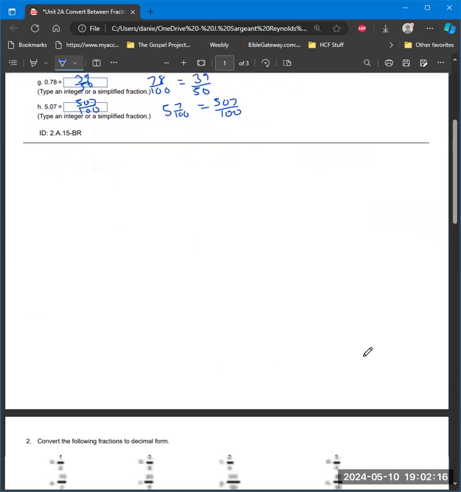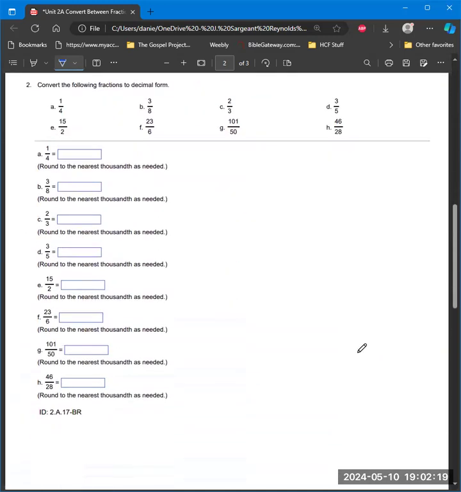All right, let's look at our next set down here. We want to change fractions to decimals, so we'll use long division to do that. I'm going to go to the nearest thousandth as needed. 4 goes into 10 2 times with 2 left over. 4 goes into 20 5 times.